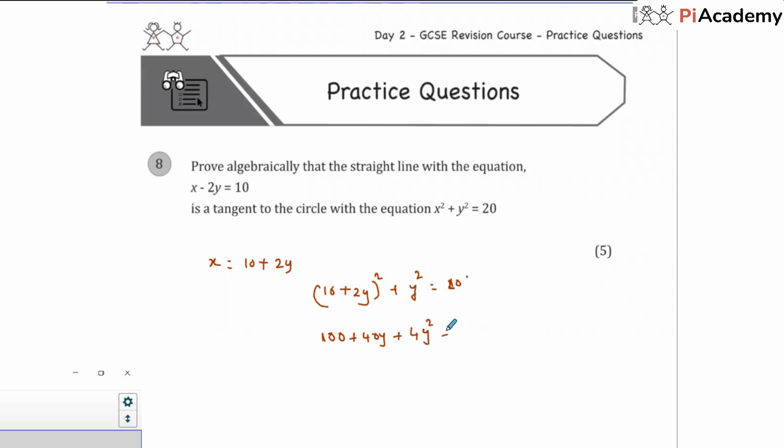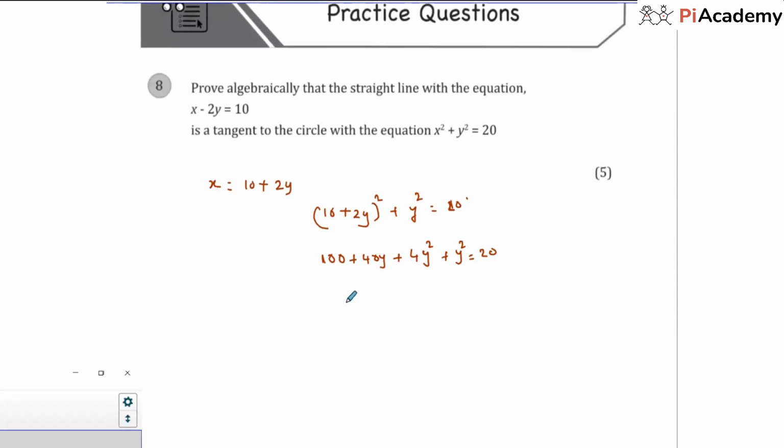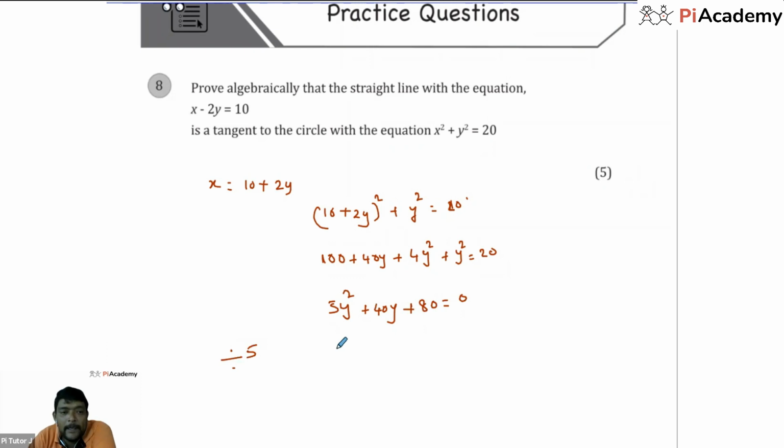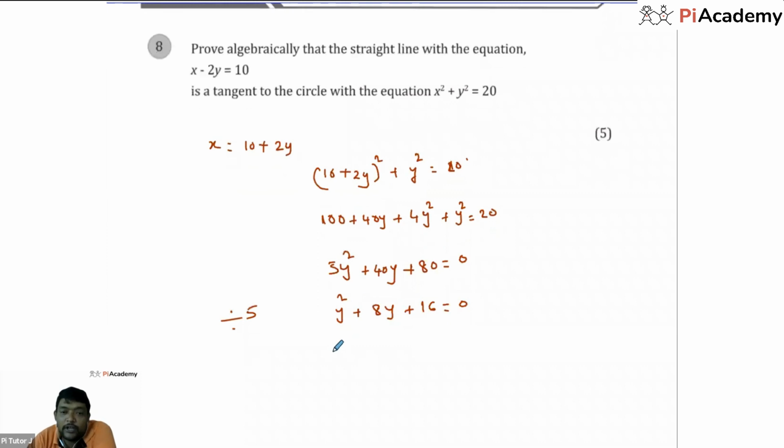So I took the 20 to the other side, so 4y squared plus y squared is 5y squared plus 40y plus 80 equals 0. Now I simply divided by 5, so it'd be y squared plus 8y plus 16 equals 0. Since you're going to do the AC and B, you're going to do y plus 4 and y plus 4 equals 0. So both values of y are going to be -4.